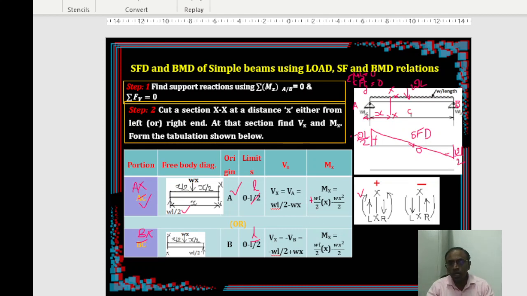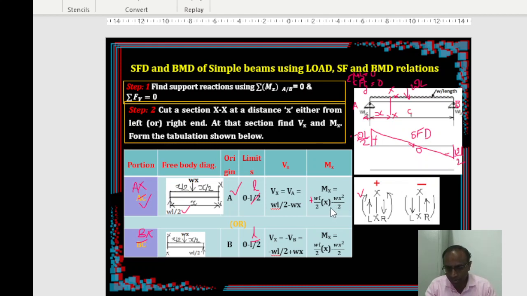Okay, so once you got that positive value, then next you have to look at the moment at the section. So this expression you got, right?